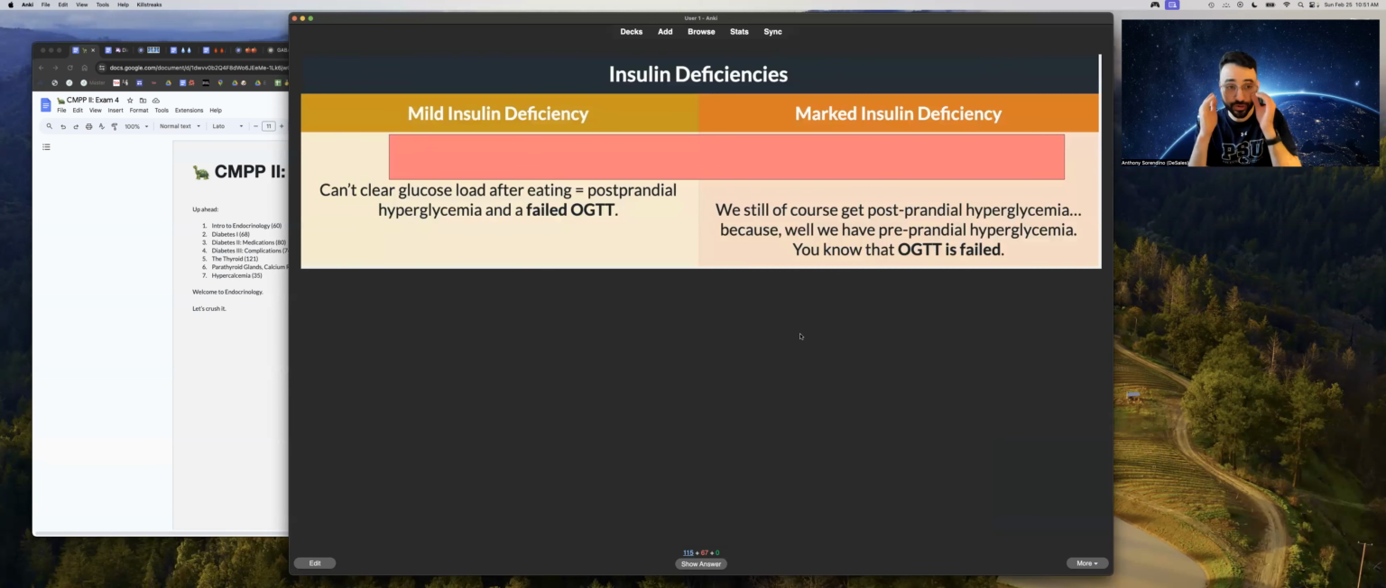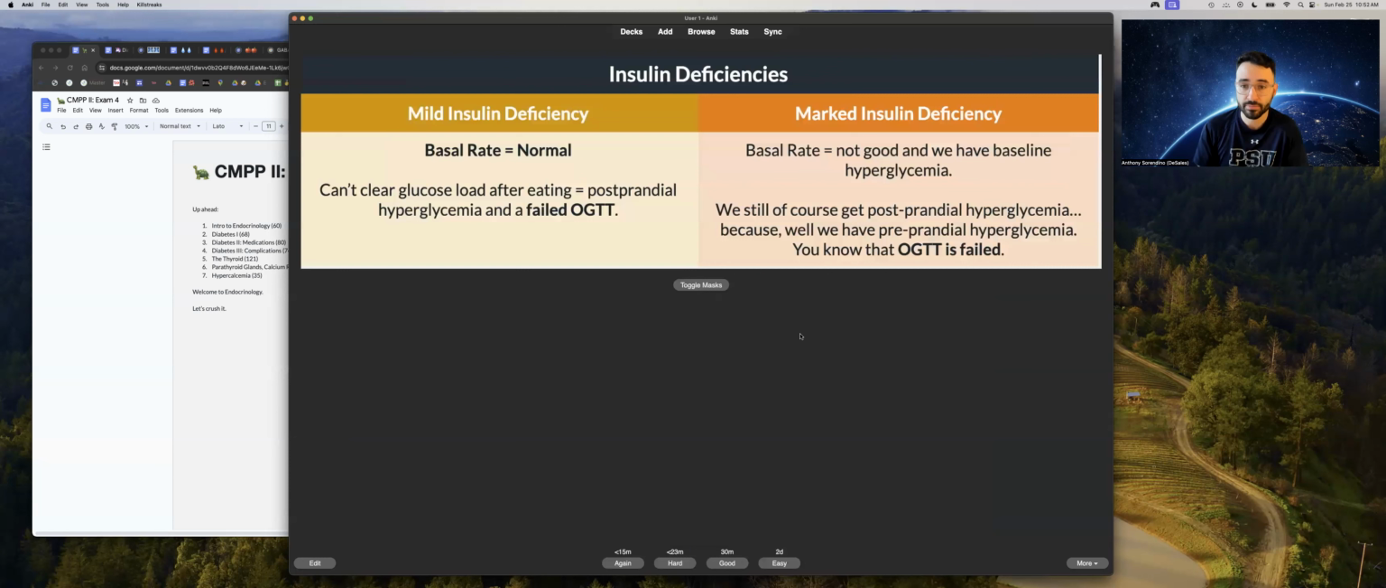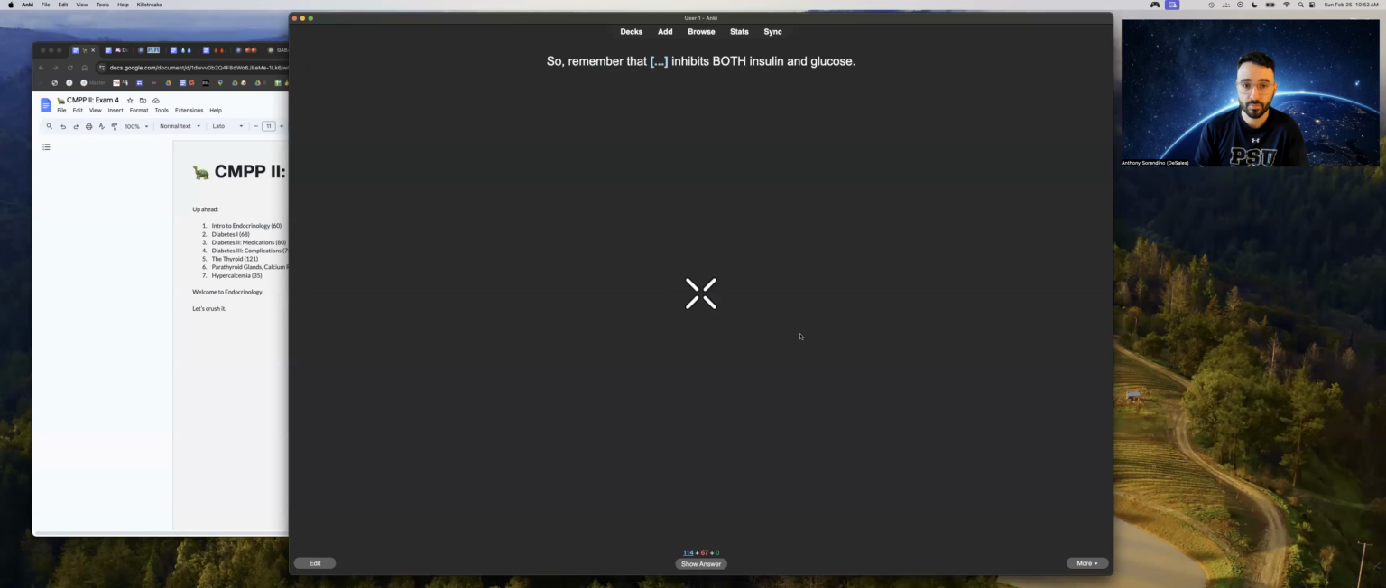And Mark, what's the difference? So mild insulin deficiency, our basal rate is fine, but we can't handle this postprandial load. Marked insulin deficiency, our basal rate is not fine. We're just baseline hyperglycemic. I guess we're not quite hyperglycemic to be diabetic, but we're insulin deficient. So we're moving towards that DM type 2, right? And OGTTs failed in both. Which wouldn't mean you just have diabetes.